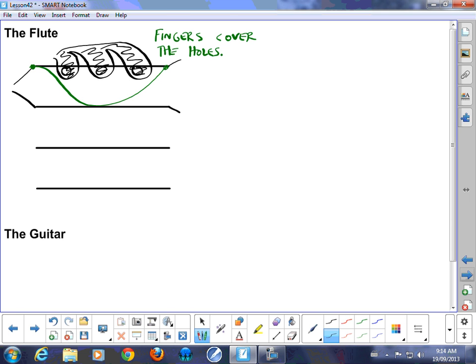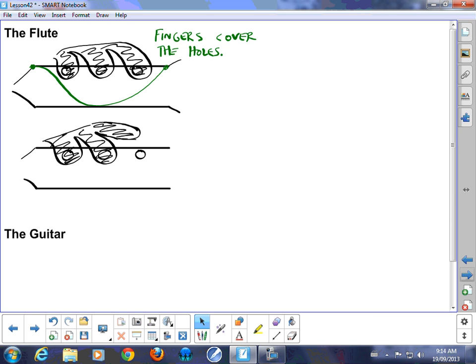What happens then in the second situation, where I open up a hole? Here are the holes. Now I'm only covering two holes. I've lifted the third finger up, kind of like British tea, pinky out. So I've lifted my finger. What happens now is we've essentially shortened the air column. Oops, put my flange on here, or the bell.